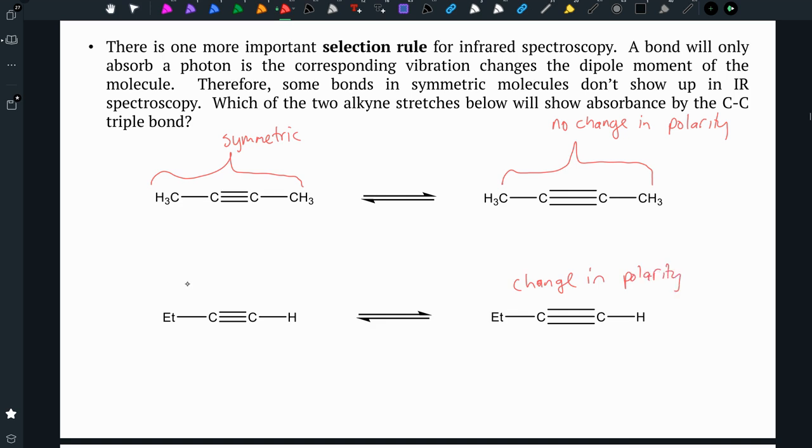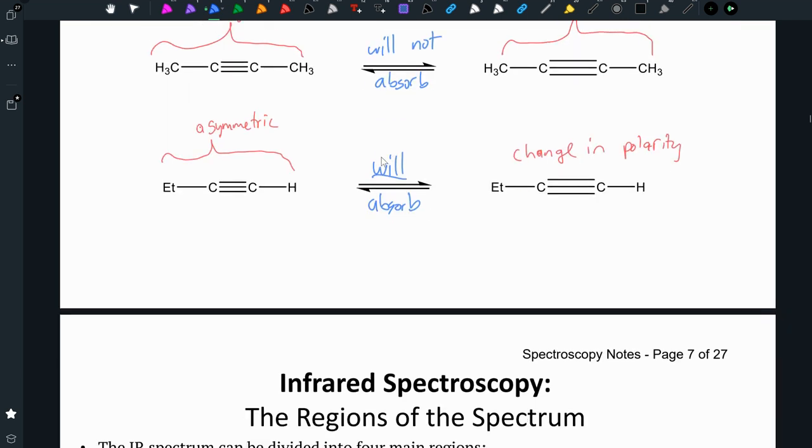When I stretch that bond, even if it's slight, so only bonds that are not perfectly symmetric on both sides will actually show up. So for instance, this triple bond in this first molecule will not show up in IR. This bottom one will absorb. It doesn't come up that much, but you may see examples of this and I just want to point them out.